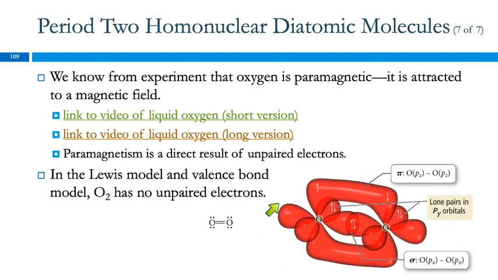Here is the valence bond diagram for O2, where we have a sigma bond here, and then we have a pi bond here. Are there any unpaired electrons? Nope. Both of these models predict that oxygen is diamagnetic. It should not stick in that magnet.